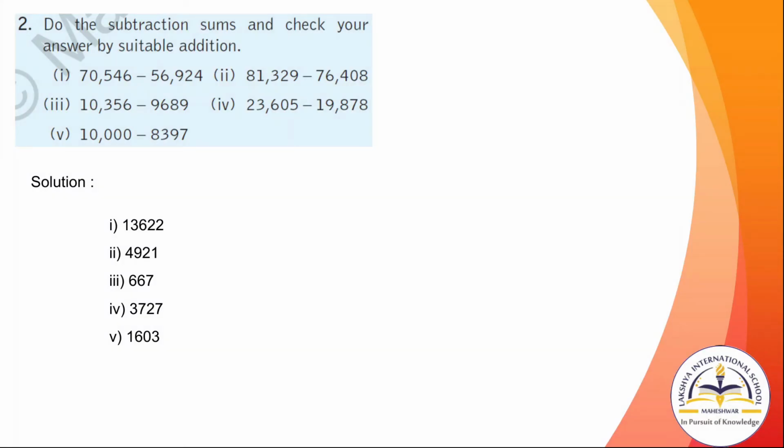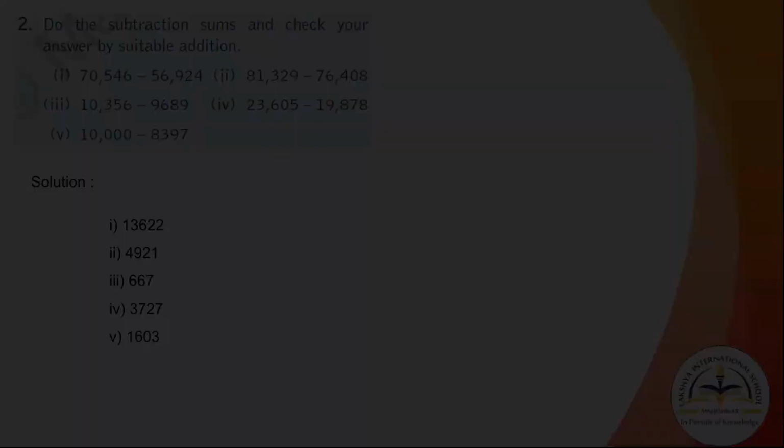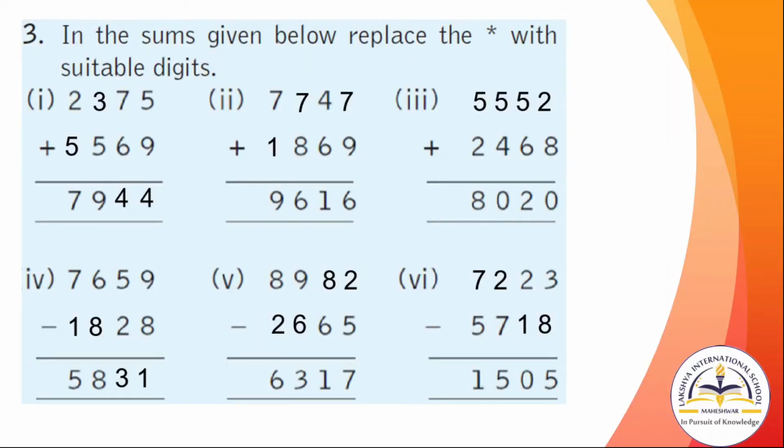Now question number 2, do the subtraction sums and check your answers by suitable conditions. Here you just have to subtract the given numbers. Question number 3, in the sums given below, replace the star with suitable digits. Here I already gave you the answer, so like this you have to solve. You have to put the numbers so you can get this as the answer.